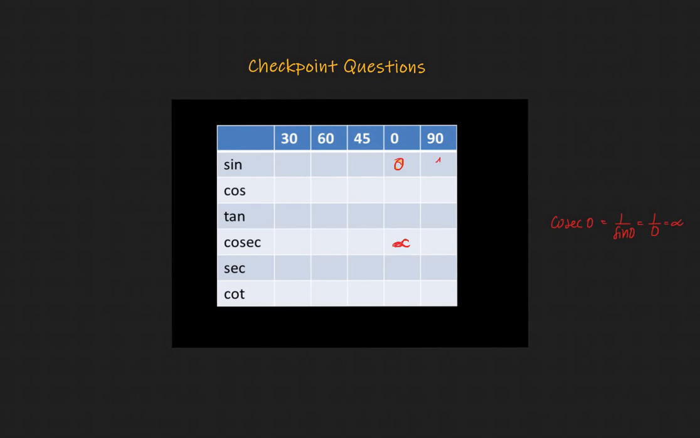So in this case, sine 90 is 1. So cosecant 90 would be 1 by sine 90, which is 1 by 1, that's 1. So that's how you can find these values. So yeah, you can pause the video and try to fill this table for all the other trigonometric angles.